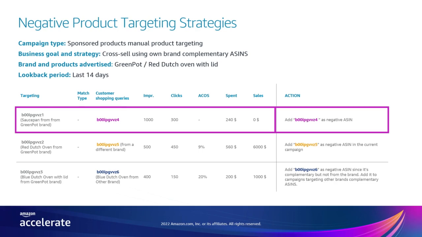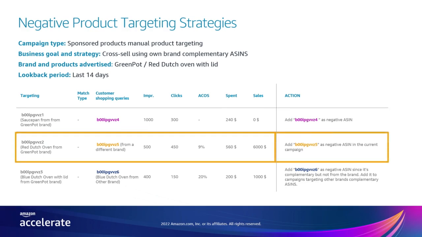For example, in this first scenario, the advertiser targeted their own saucepan, which didn't generate good results. So the immediate action was to pause the term and add it as a negative keyword in this campaign to avoid appearing on that product detail page again. In our second scenario, the campaign shows when shoppers browse for a complementary product from a similar brand, which can make cross-selling hard and costly. Since this is not something that the advertiser wants, the solution is to use negative product targeting to exclude the other brand.